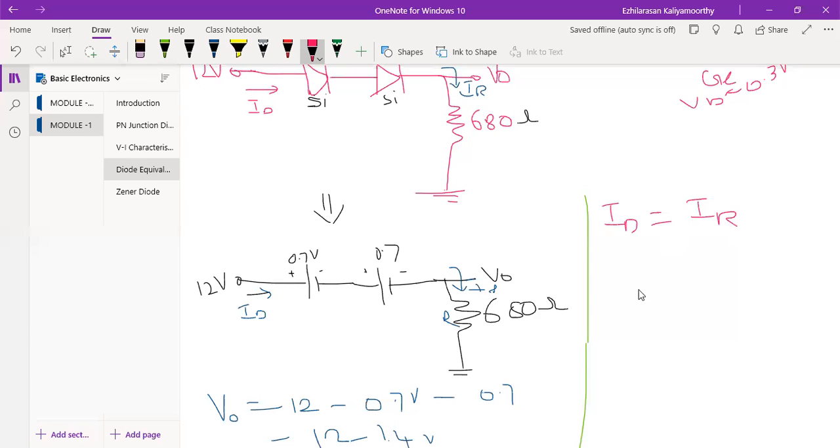Now, what is IR? IR is equal to the current across this resistance, that is I is equal to V by R, which is nothing but V naught by R. IR is nothing but V naught by R. Now, what is V naught? V naught we already got, that is 10.6 divided by 680. Then what will you get now for IR?